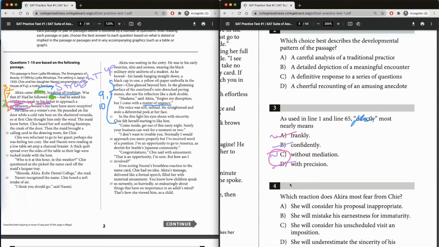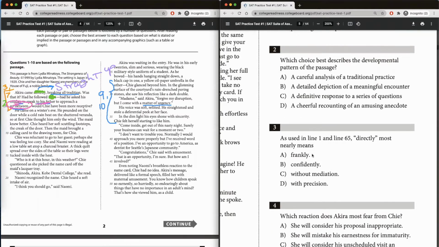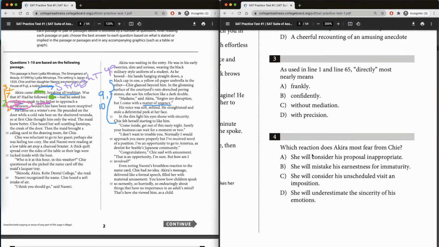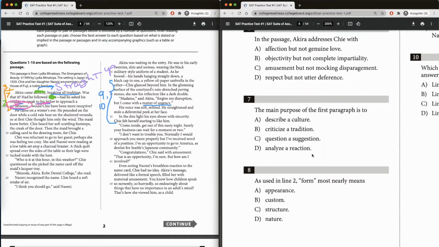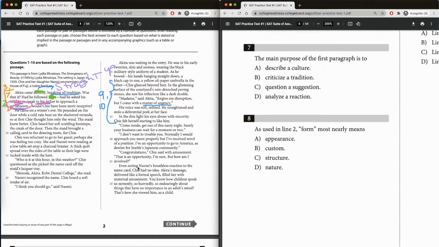All right, and then we are going to go on. I'm just going to erase this part, because otherwise it'll just stay on the screen the whole time. And we're going to answer question number 7. So let's see what question number 7 has to say. Oh, okay. So question number 7 says, the main purpose of the first paragraph. Well, because I just did number 3, and this is supposed to be number 8, no.